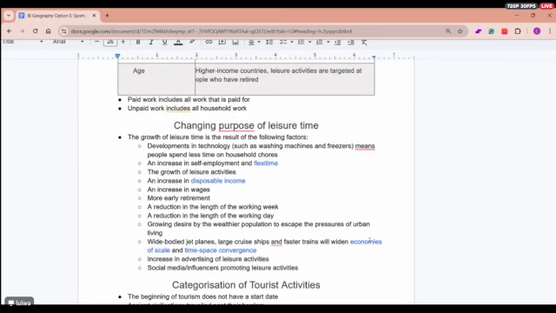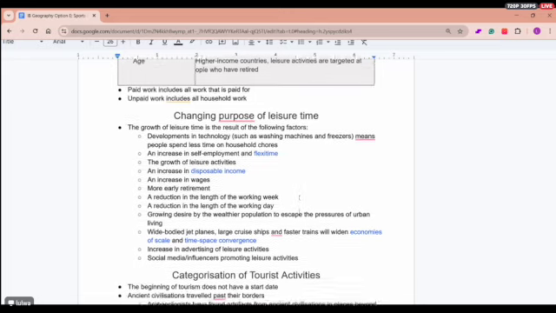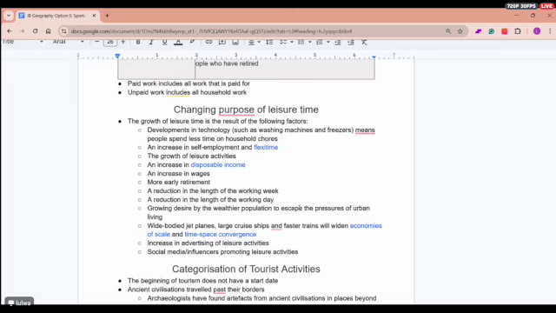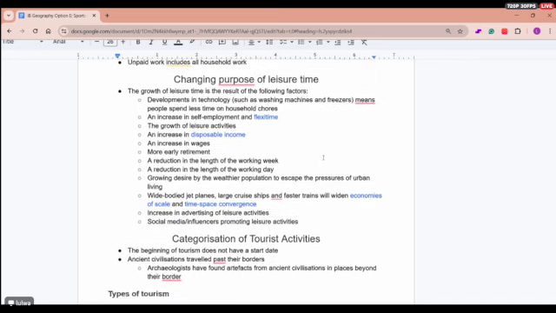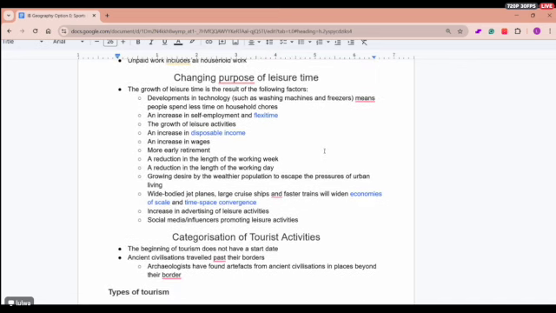And of course, the growth of leisure time is the result of the following factors. So, developments in technology, such as washing machines and freezers, means that people spend less time in the house. And there's also an increase in self employment and flexi time. So, people who work on their laptops or work hybridly, not in the office anymore. And you have the growth of leisure activities, you have an increase in disposable income. Disposable income is extra income that you can use for your own miscellaneous activities.